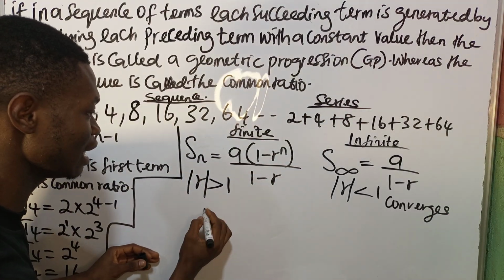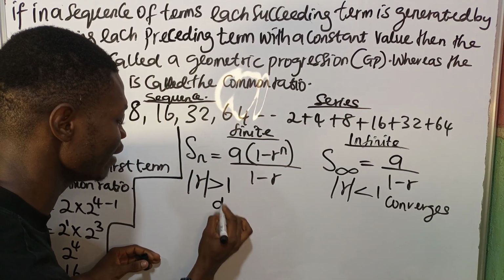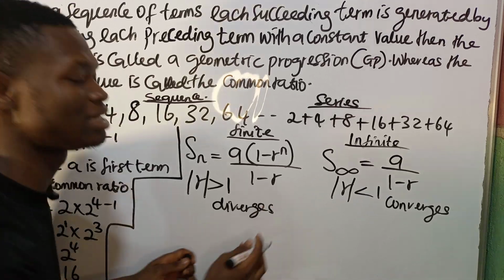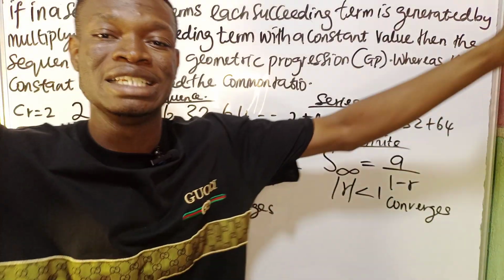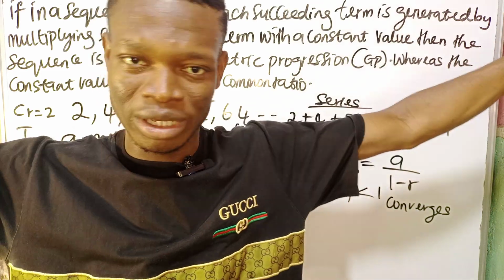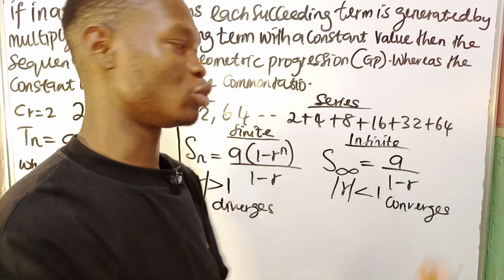This one, if it is greater than 1, it diverges. Diverge means it does not have an end. It will be going like this, divergent. You don't know where it will end. But converge means it will come to one place.